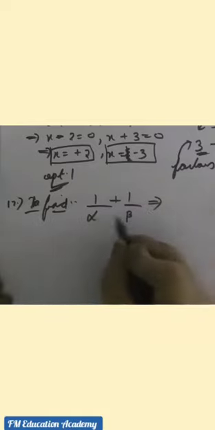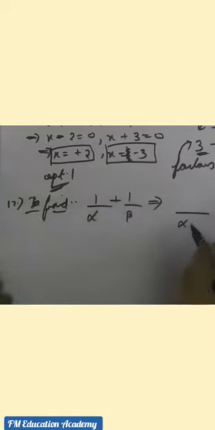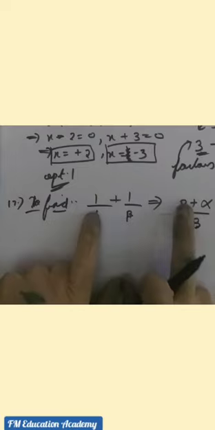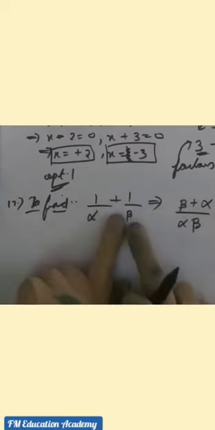So what can we do? We can take out the LCM of alpha and beta. LCM of alpha and beta is alpha into beta. Alpha into beta divided by alpha is beta, plus alpha into beta divided by beta is alpha. How? Because if we divide alpha beta by alpha, alpha will get cancelled and beta will be left. That is why I wrote beta here. If you divide alpha beta by beta, beta will get cancelled and alpha will be left.